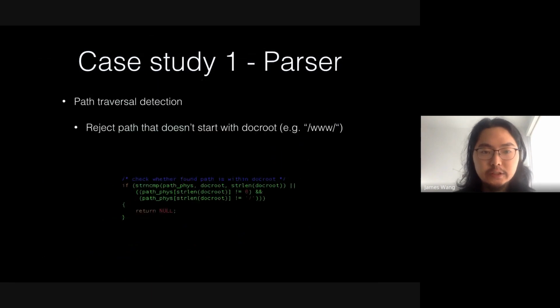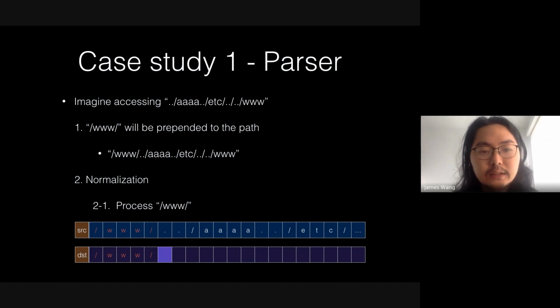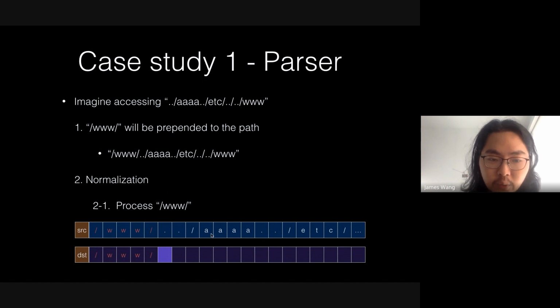Then let's continue. Let's do this by looking at an example. So imagine we're trying to access a path like this. This is provided inside the URL as a path. Let's go through the steps which process the path normalization and see what happens. First we prepend the doc root, right? So the entire path becomes something like this, and this will get copied into the source buffer. And then we start to normalize it.